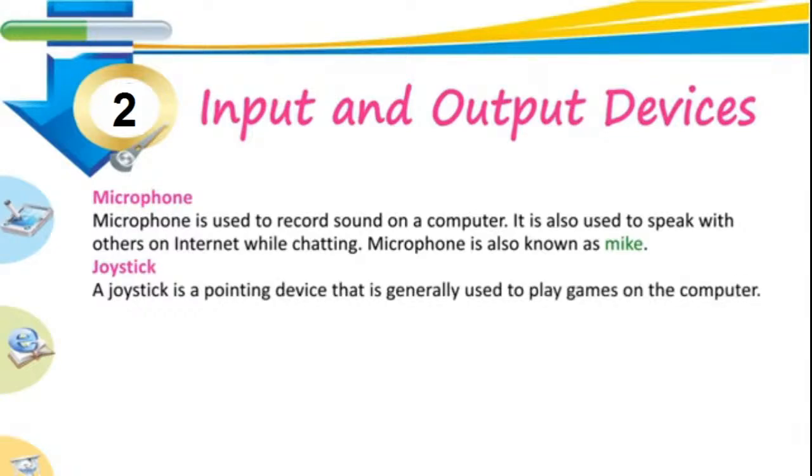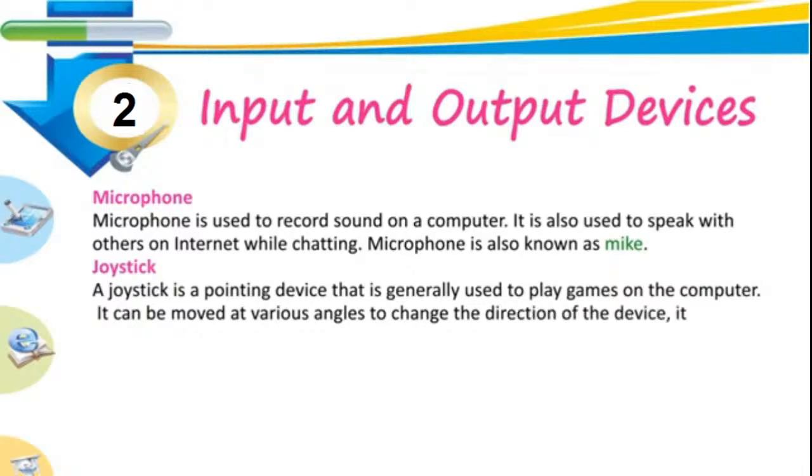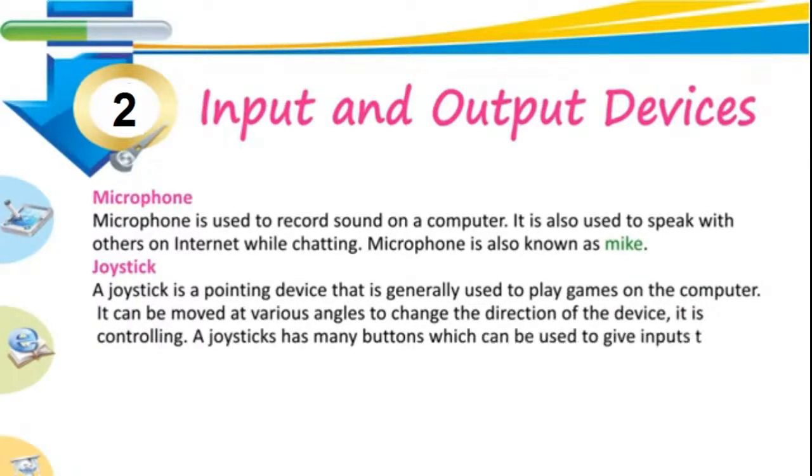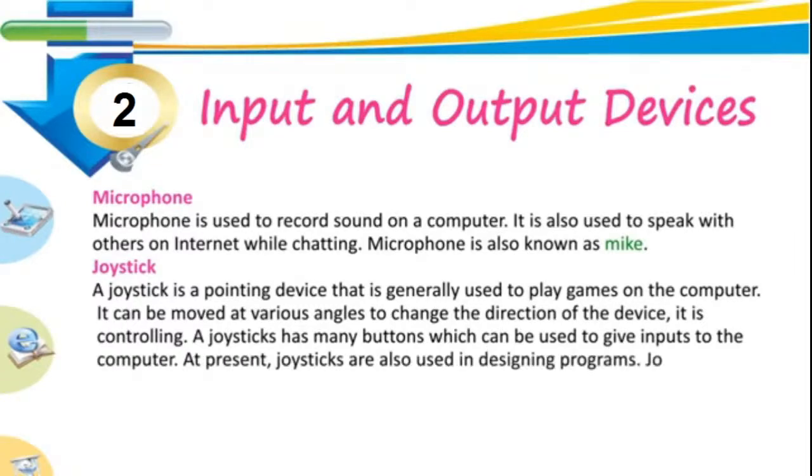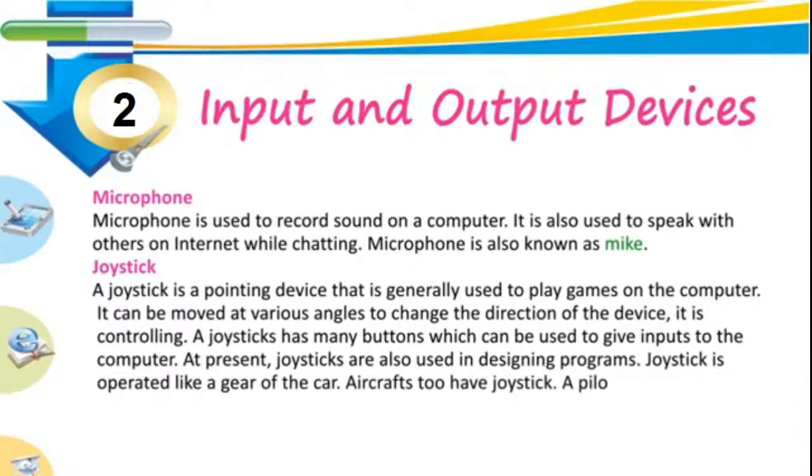Joystick. A joystick is a pointing device that is generally used to play games on the computer. It can be moved at various angles to change the direction of the device. A joystick has many buttons which can be used to give inputs to the computer. At present, joysticks are also used in designing programs. Joystick is operated like a gear of the car. Aircrafts too have joystick. A pilot uses a joystick to control the flight of a plane.